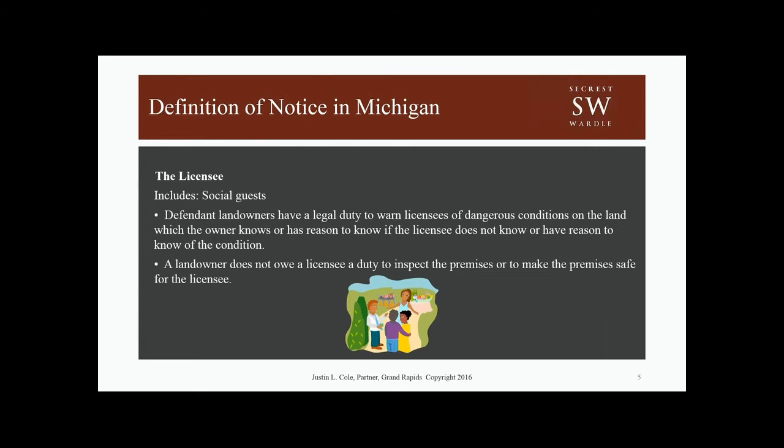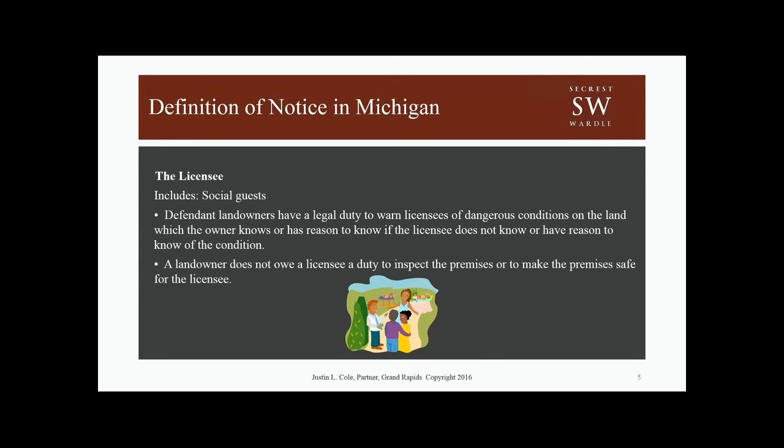Landowners have a legal duty to warn licensees of dangerous conditions on the land which the owner knows or has reason to know if the licensee does not know or have reason to know of the condition. In other words, a landowner only owes a duty to warn licensees of hidden, known dangers. And, unlike an invitee, a landowner does not owe a licensee a duty to inspect the premises or to make the premises safe for the licensee. And finally, we have the trespasser, who is owed very little duty, if any.